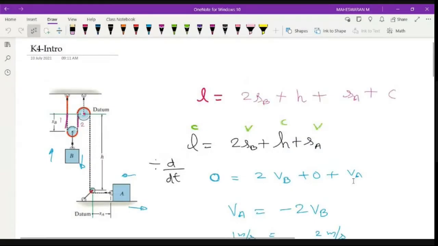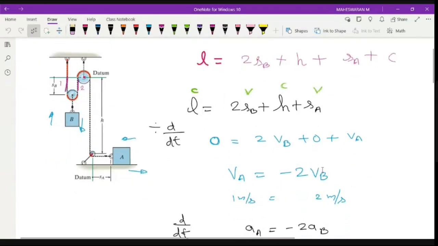We already discussed in the last class how to identify the velocities if you have blocks connected to some pulleys. The only thing you have to do is identify the length of the particular thread, locate what the constants are, and then differentiate with respect to time. The constants will automatically be eliminated, so only the variables will remain. Based on that we can find out the velocities.